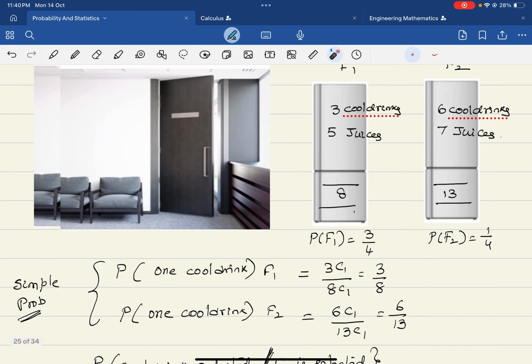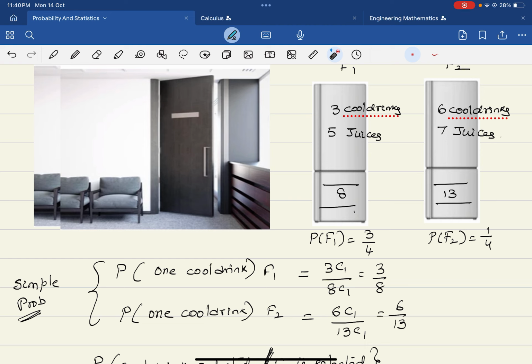Now, let us come to the normal probability which we have done in the previous classes. Suppose I want one cool drink from fridge 1. That is my normal question. I have in fridge 1 totally 8 products. Out of 8, I want one item, which can be done by 8C1, which is the denominator. And what is my favorable event? The numerator: there are 3 cool drinks specifically, so out of 3 I want 1. So this is 3C1, which is 3 by 8. I hope this is clear.